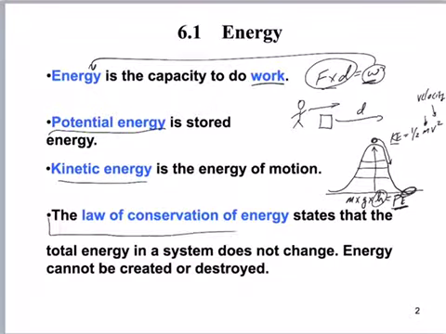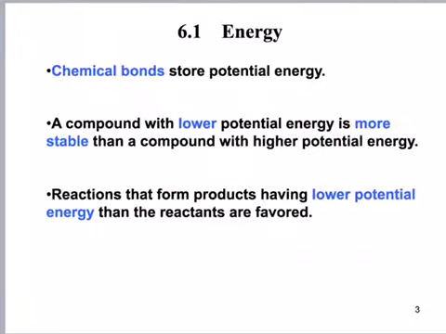And that's where the law of conservation of energy comes in. The total energy in a system does not change. Energy cannot be created or destroyed ever. It can only change forms. In terms of chemistry, bonds are where we store potential energy. Okay? And a compound that has a lower potential energy is more stable than a compound with a higher potential energy.